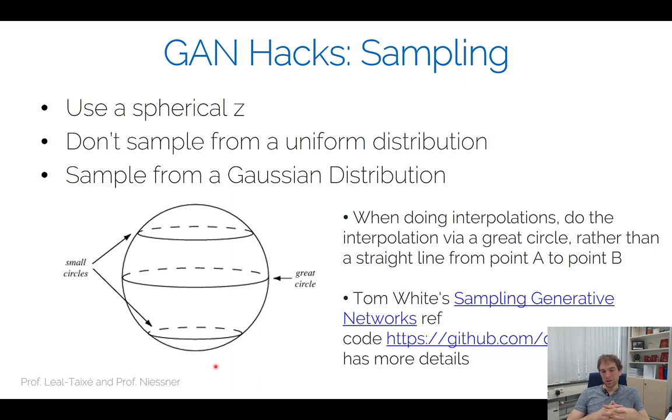And when you do interpolations, you can interpolate on this spherical sample here. You have to check on the great circle, right? Like how you interpolate from one sample to another one. There's a lot of literature, by the way, on how to do the sampling. You can normalize it to make sure it's on a sphere. You can also not do it. There's a lot of different things. It depends a little bit on the problem.